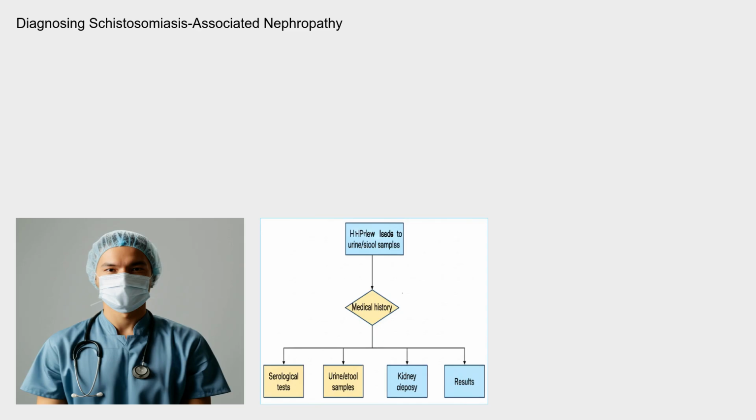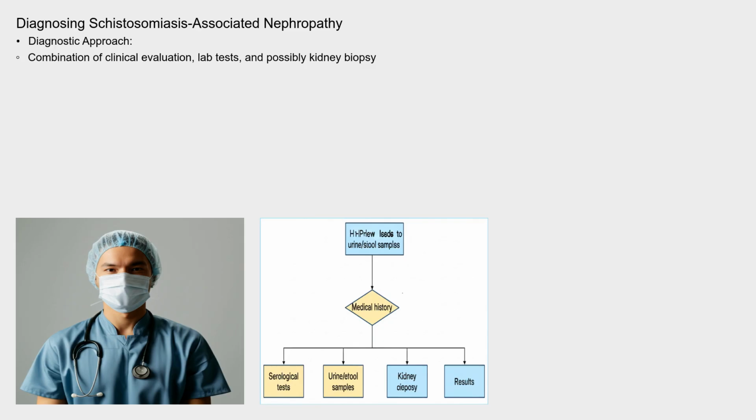Diagnosing schistosomiasis-associated nephropathy requires a combination of clinical evaluation, laboratory tests, and sometimes kidney biopsy. The diagnostic process typically begins with a thorough medical history and physical examination, focusing on potential exposure to schistosomiasis. Urine analysis is crucial for detecting proteinuria and hematuria, blood in the urine. Blood tests are performed to assess kidney function, including measurements of serum creatinine and blood urea nitrogen (BUN).